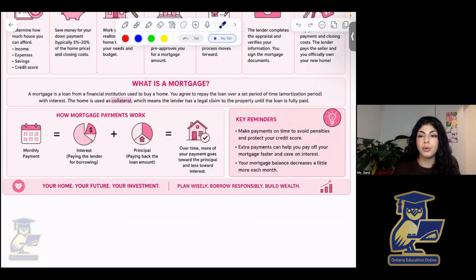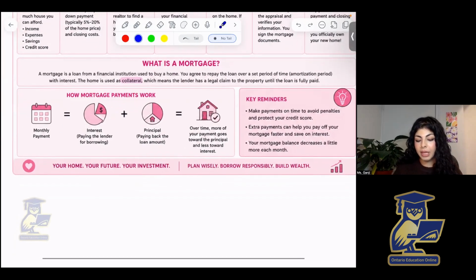So let's say you randomly win a prize, or you get an inheritance of $10,000 and you want to use that to pay off a big part of your mortgage, then you can make a $10,000 payment. And that can help you pay off the mortgage faster and also save on interest, because then you're paying off the mortgage in a shorter period of time than previously agreed upon.